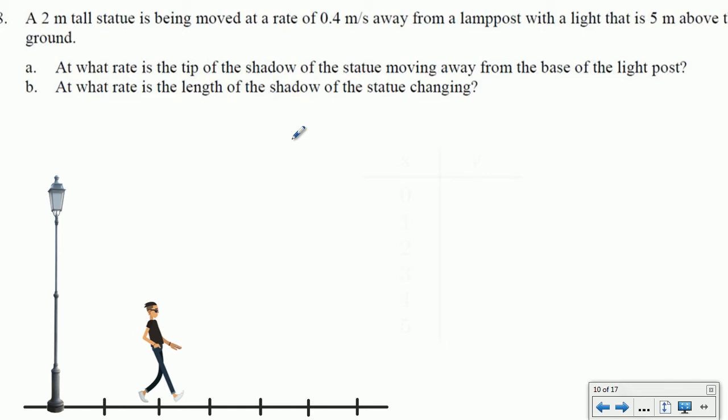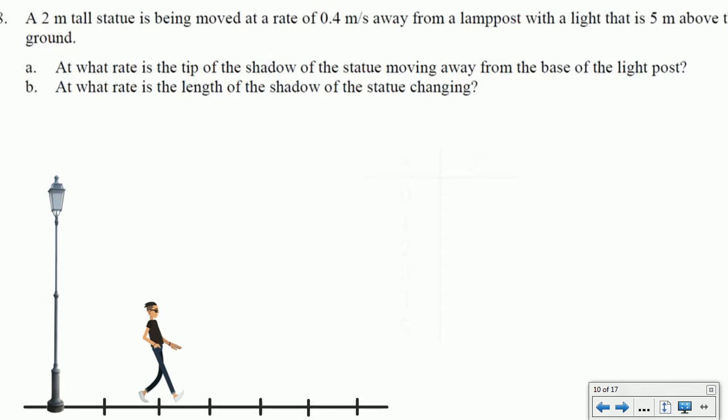So let's get started. A 2-meter tall statue is being moved at a rate of 0.4 meter per second away from a lamppost with a light that's 5 meters above the ground. We need to answer two questions with this problem. First off, at what rate is the tip of the shadow of the statue moving away from the base of the light post? Second question, at what rate is the length of the shadow of the statue changing?